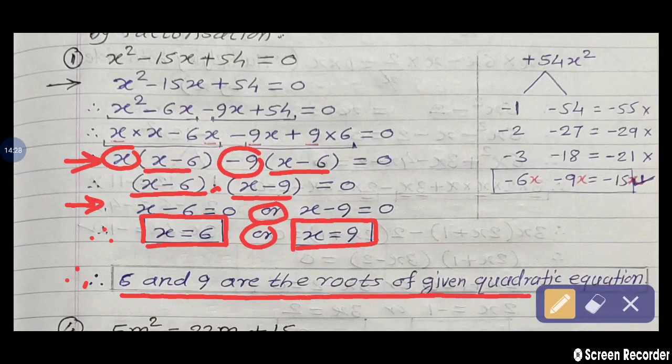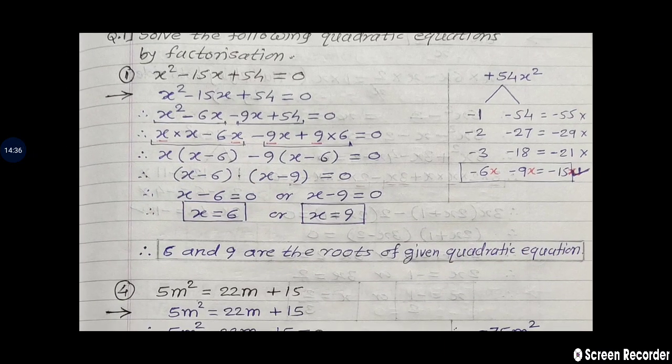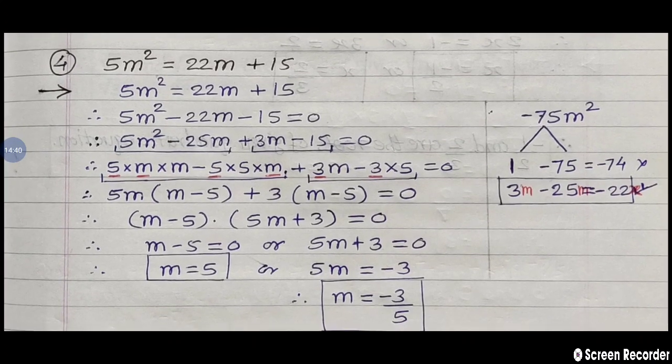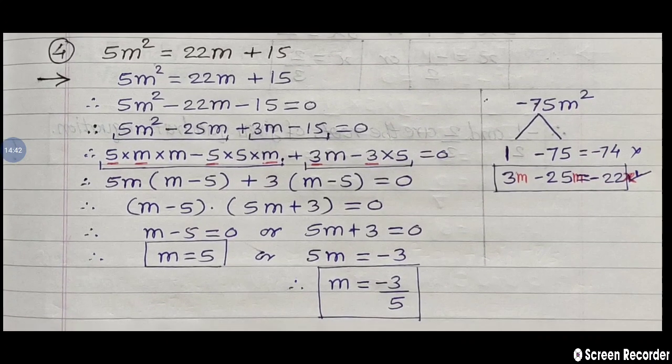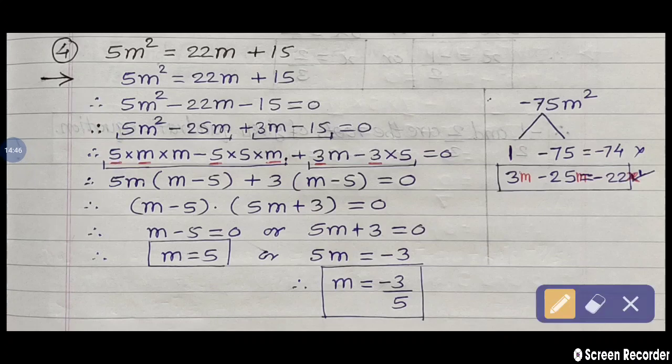So highlight your final answer. Are you all getting it? All of you understood? So we solve a few more examples. Now see example number 4. We are solving a variety of questions in this practice set 2.2.